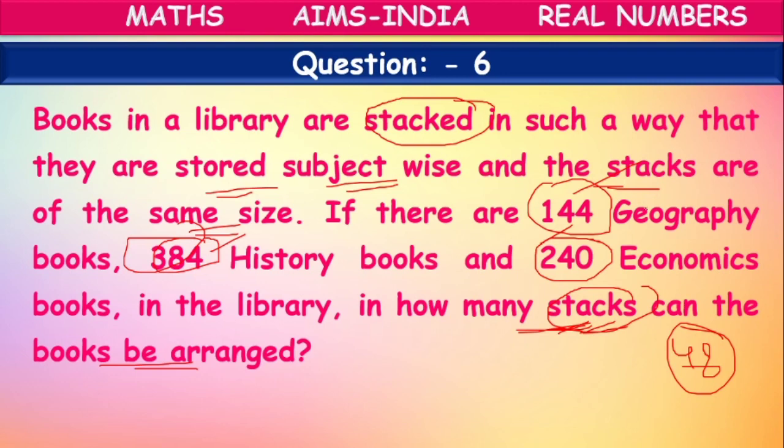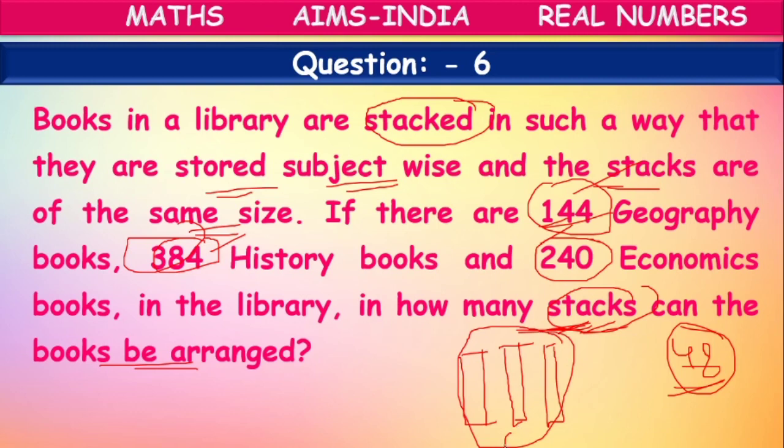Now for each stack, 48 books we have to keep. So geography means 48 plus 48, 96, plus 48, 144. So geography can be kept in 3 stacks, each of them having 48 books. In the same way, history 384 divided by 48. So what will we get? 8 stacks.